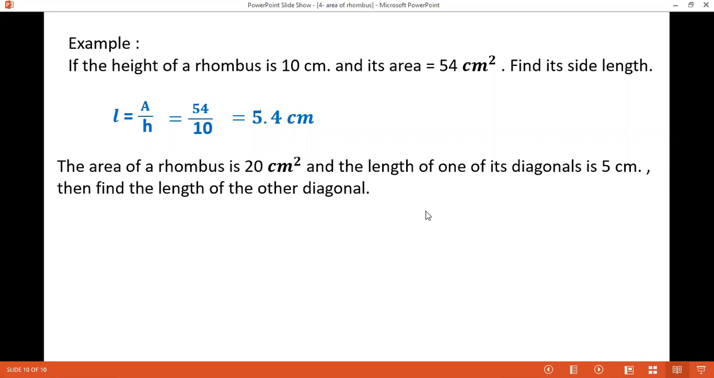Okay, and here the area of a rhombus is 20. And the length of one of its diagonals is 5 centimeters, and I need the other diagonal, D2. D2 equals 20 over half multiplied by D1. So 20 over half multiplied by 5. The answer will be 8 centimeters.